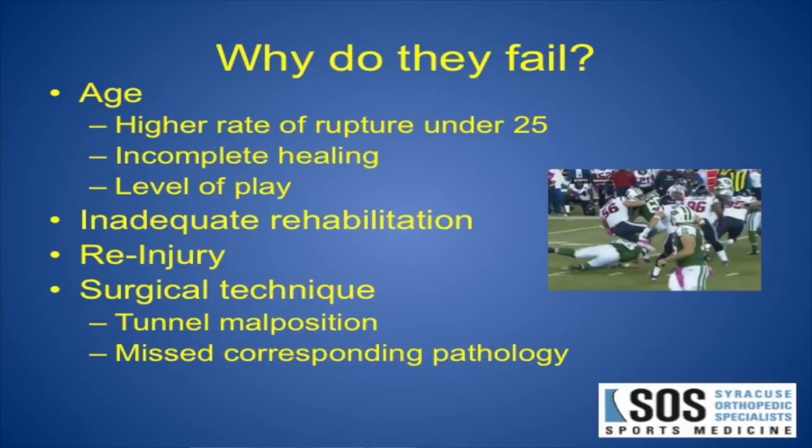There's no prospective study, so we don't know what that magic time frame is to get back to playing. So why do they fail? There's a higher rate of rupture in people under 25, and everyone in this room is probably coaching kids under 25. The highest risk of re-tear is in women athletes under the age of 20, for a variety of reasons involving anatomy and biomechanics. High school female athletes are the highest risk.